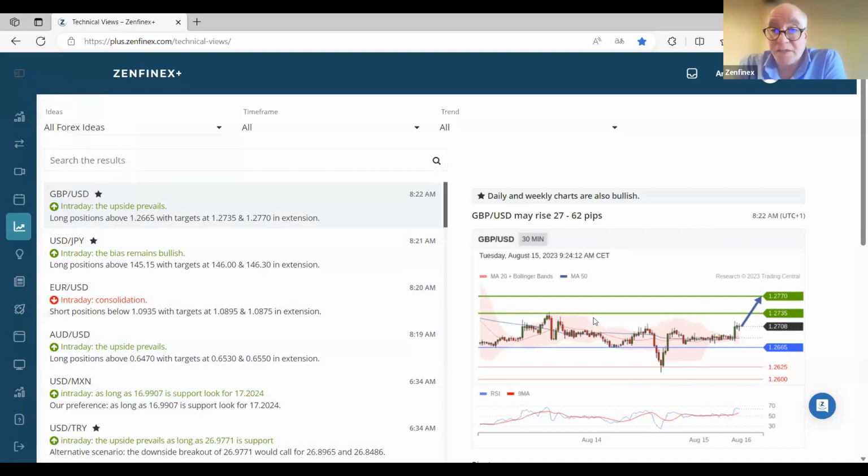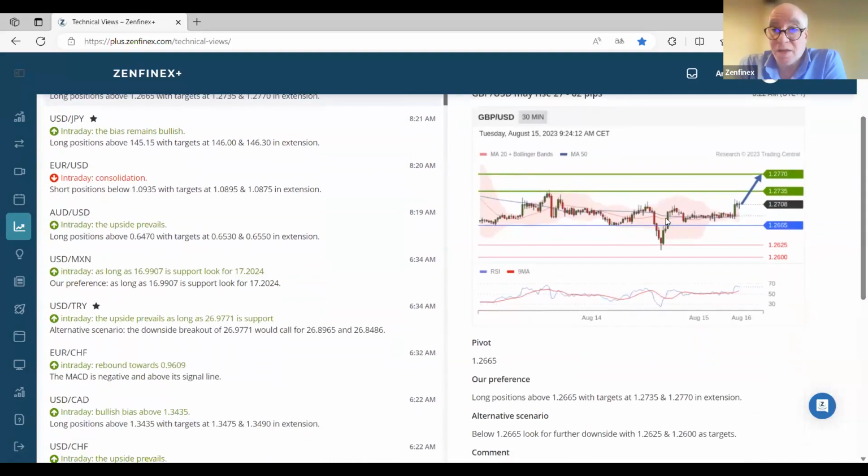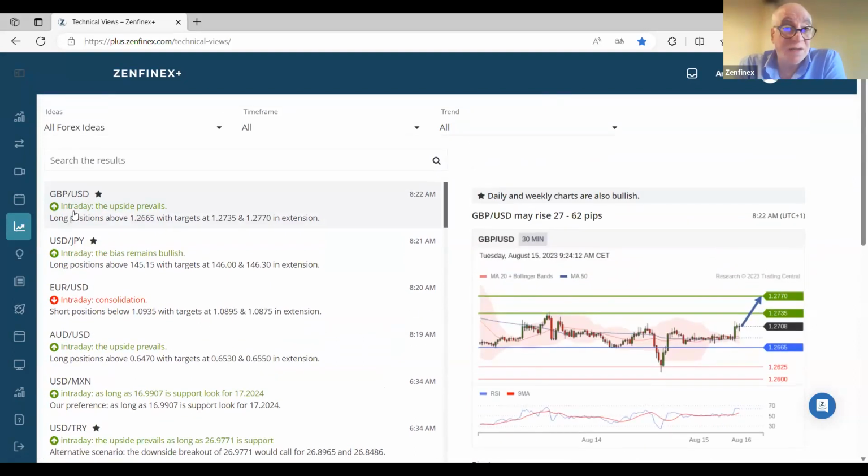And what they're predicting, or their analysis is showing, is that there are some price targets. What they're really saying here is intraday on the upside, long positions above a certain price. In this case, it's 1.2665 with targets at 1.2735 and an extension. So they're plotting out the reasons why they think it's going to go up. They're doing a bit like I'm doing on the chart, but I'm kind of doing it in real time.